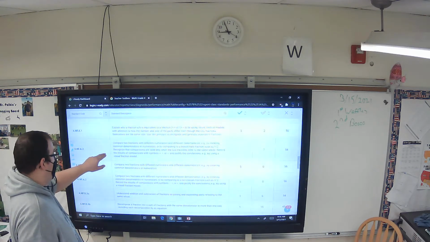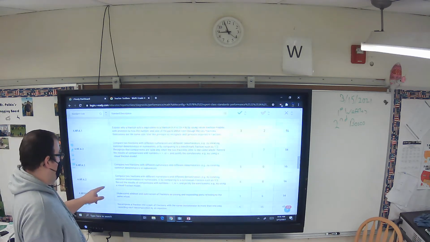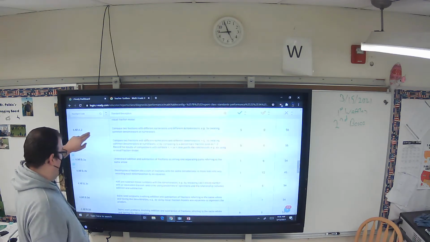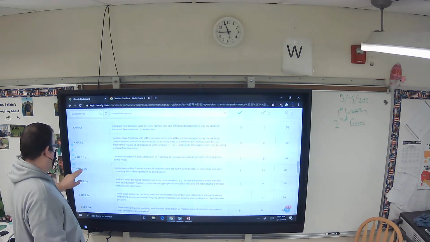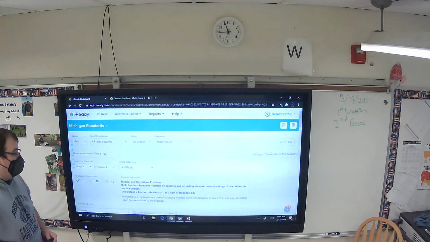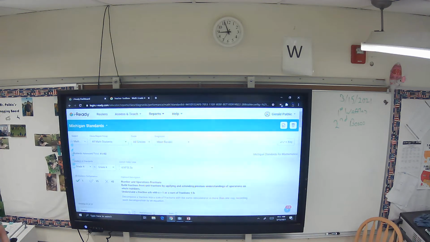Creating common denominators. Here's fractions, different numerators, different denominators. Here, this one right here. Decompose a fraction into the sum of fractions with the same denominator in more than one way, recording each decomposition by equation. This is the same standard that we're going to be learning this week.